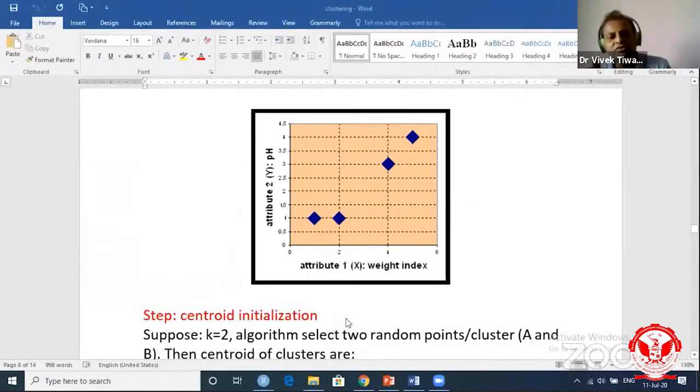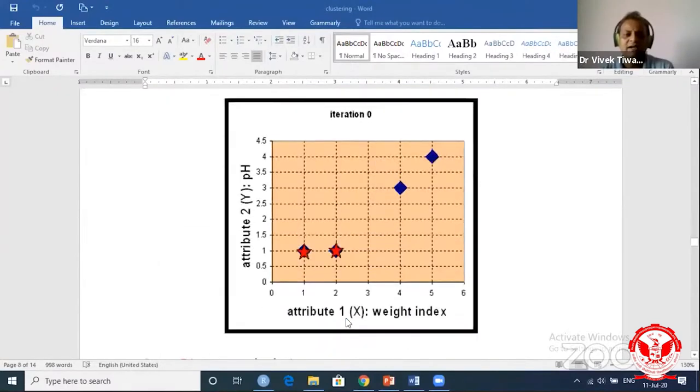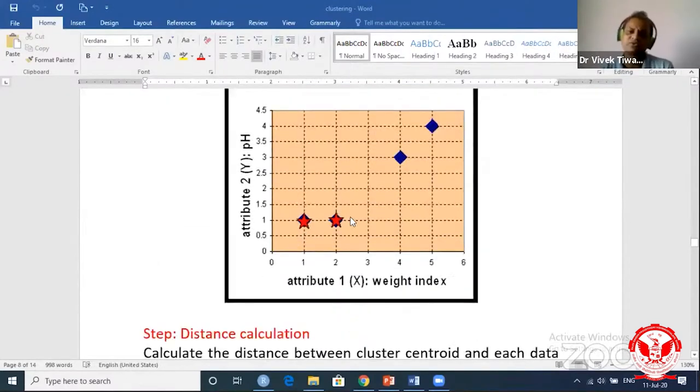Now try to recall the procedure or flow chart of k-means clustering. First, I have to randomly select data points. Suppose I have selected these two data points as two clusters: this is cluster 1, and this is cluster 2. Try to understand what I am saying. K equal to 2 is given, so you randomly select two data points as a starting point, as a seed point. Sometimes it is called a seed point.